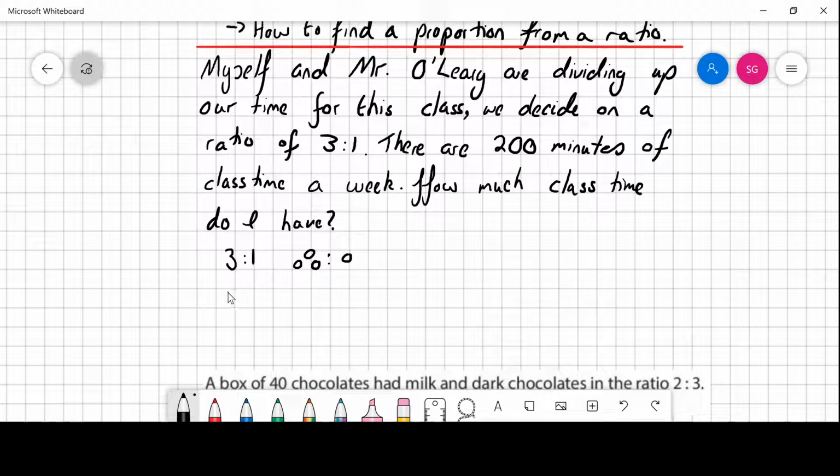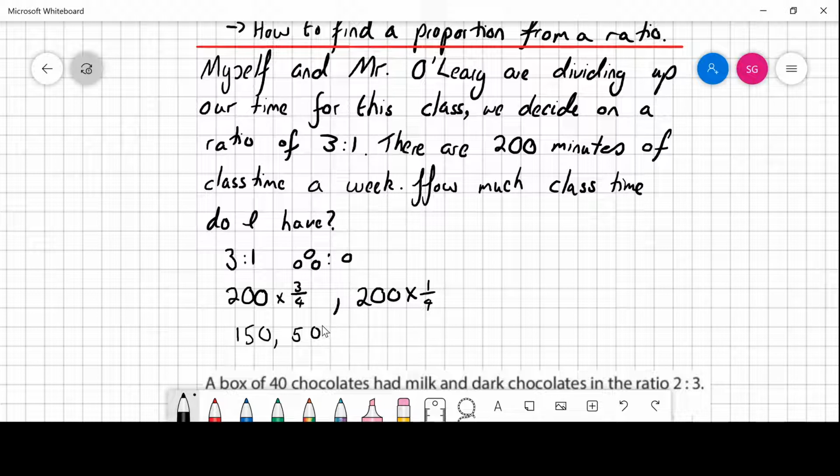Okay, so let's just look at that. You've got 200 minutes, and I'm taking 3 out of every 4 of them. So I am taking 3/4 of the time, haven't I? If we have 4 minutes, I take 3 of them, so I'm taking 3/4 of the total time. And Mr. O'Leary is taking 1/4 of the total time. You can just plug that into your calculator, and that'll end up giving you 150 and 50. So I'll take 150 minutes, Mr. O'Leary will take 50.